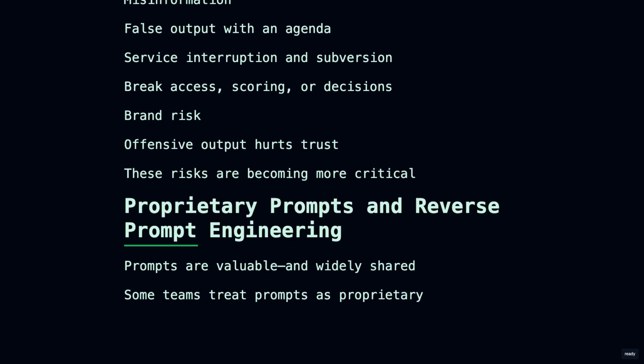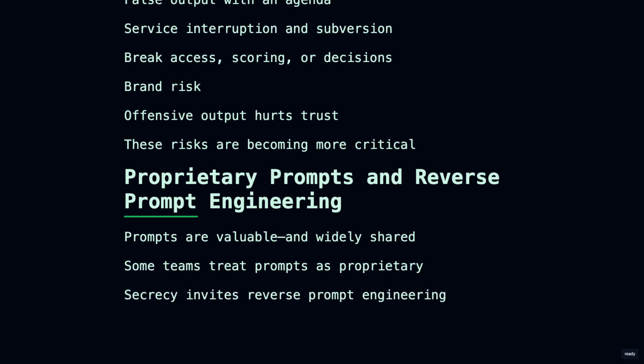But not every organization wants to share. Many teams see prompts as proprietary know-how, and there is even debate about whether a prompt can be patented. That tension is part of why prompts are now treated like intellectual property. The more hidden a prompt is, the more tempting it becomes to reconstruct it. Reverse prompt engineering means trying to infer the system prompt behind an application, either to copy the behavior or to exploit it.